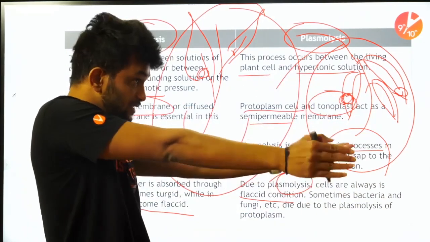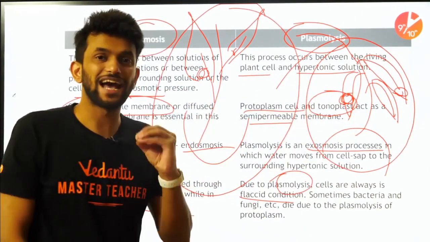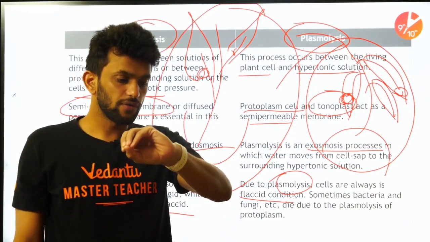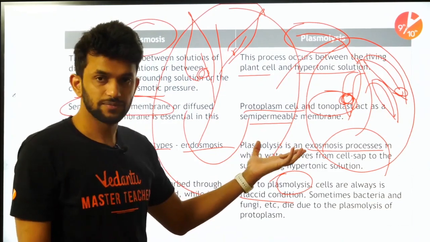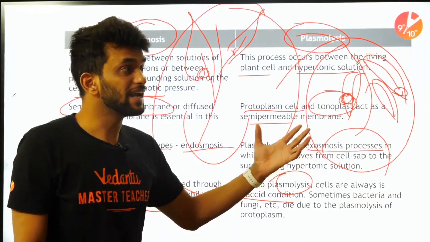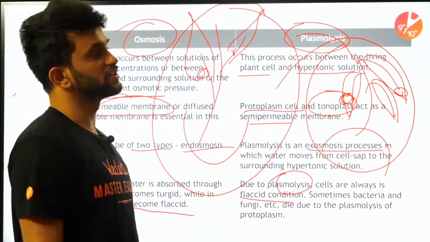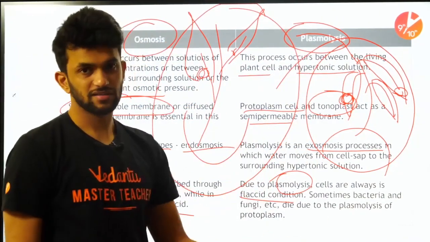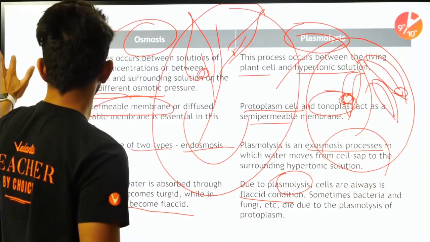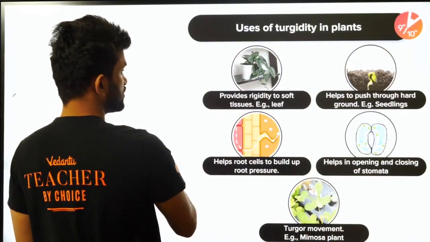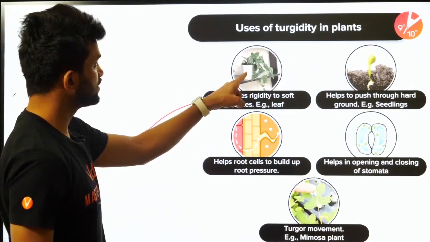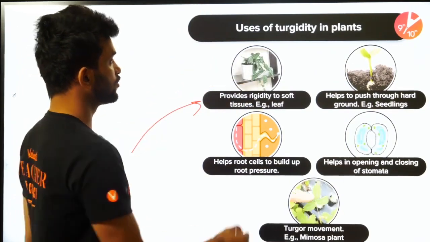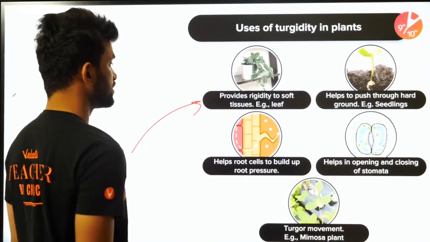When will a cell be flaccid? The cell will be flaccid when it has to stop loss of water. When it has to do photosynthesis, it will be turgid. To do photosynthesis, the leaf stands up so that it can get more sunlight. I hope you're understanding. Now, the use of turgidity. Can you see the rigidity? The leaves were like this, now they are standing up. They were flaccid, now they have become turgid.